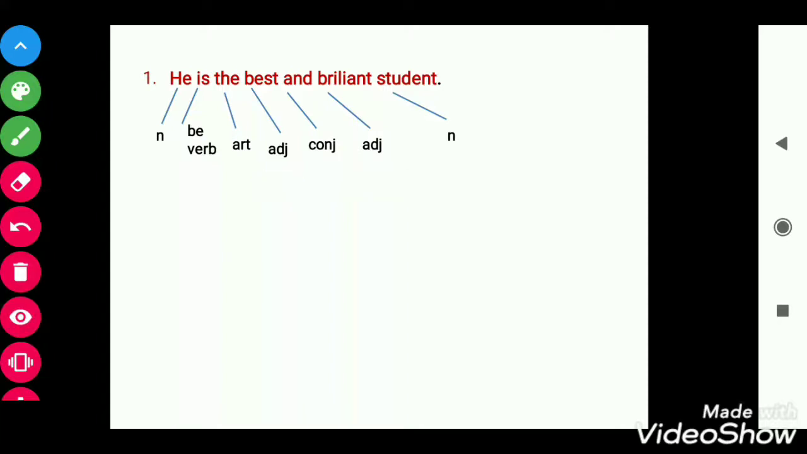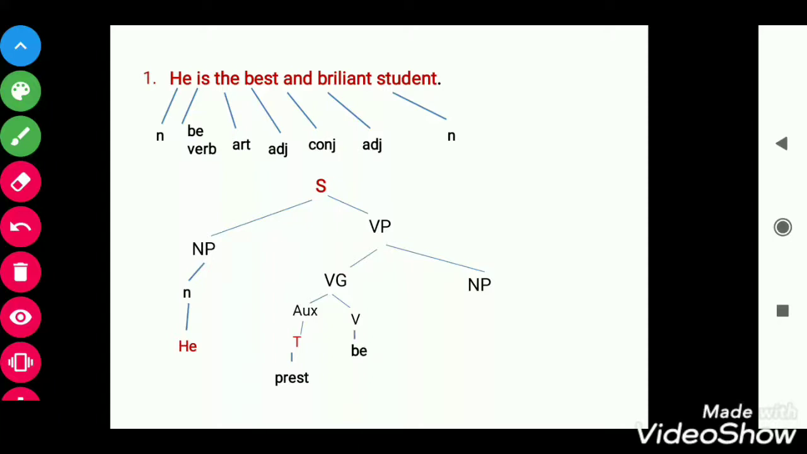Now for structure, we need to write first S, from that NP, VP. Here noun is he. From VP we need to extract VG and NP. From VG, auxiliary and verb. Now, from auxiliary, we need to extract tense. So, here we have already seen that the tense is present tense. So, we need to write tense, present tense. Be verb, verb is the V verb. So, under verb, we need to write be.